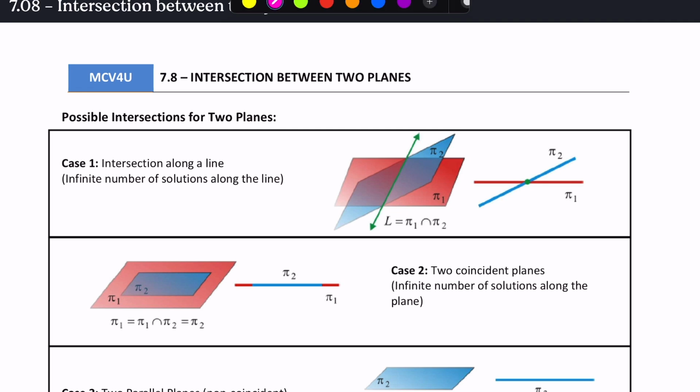So the first possibility is that there's the intersection along a line. And here again, if there's an intersection along the line, there's an infinite number of solutions along the line. And so what that means here is that the planes will have a line in common.